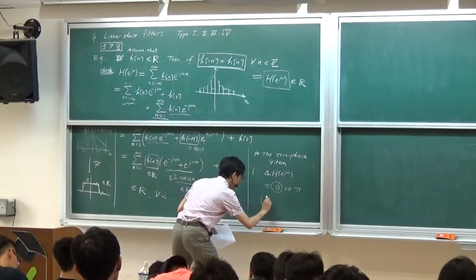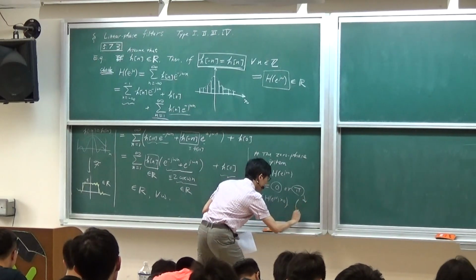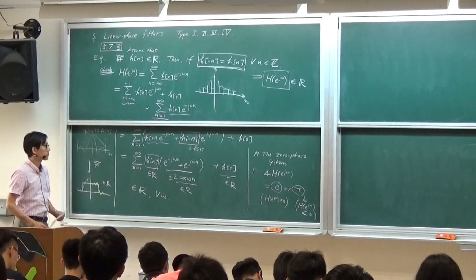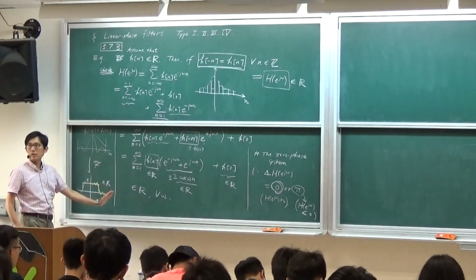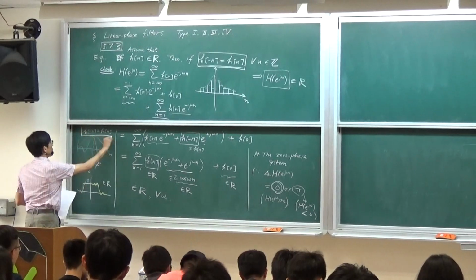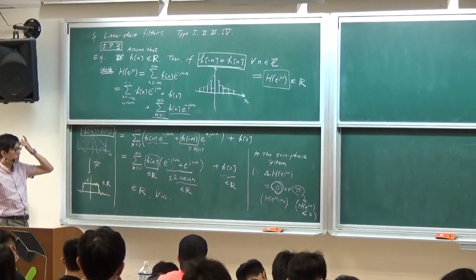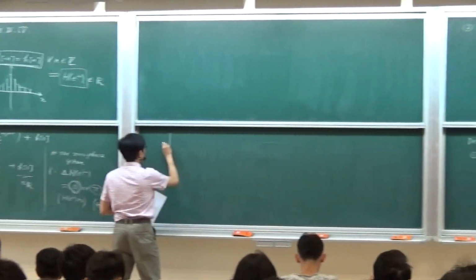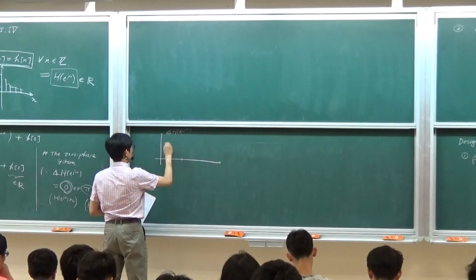The phase is 0 when this value is greater than 0, and pi when this actual value is less than 0, when it goes negative. Anyway, 0 or pi. Okay, everything is real. That's an important result. When we have this exact symmetry in time, everything is going to be real in the frequency domain. And consequently, the phase response is 0 or pi.